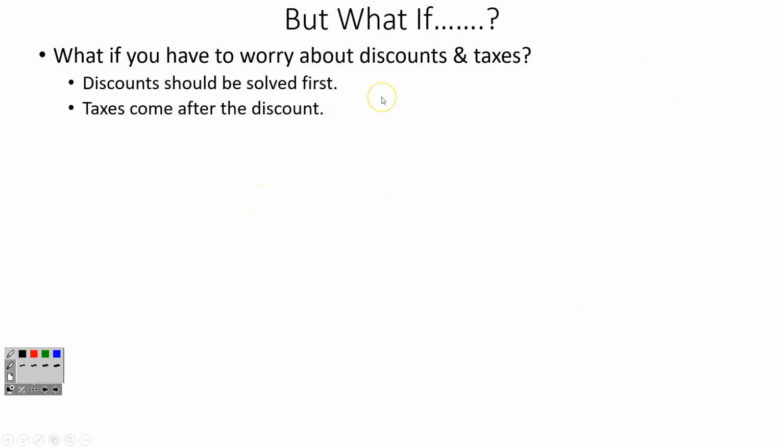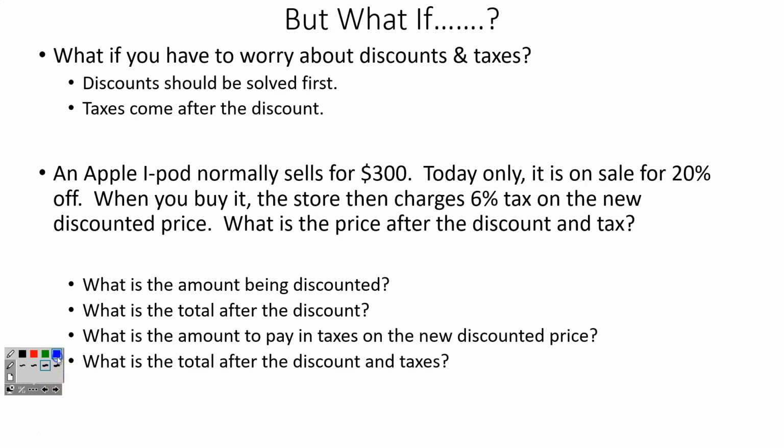So what if you have to worry about two different types of percents in this? So, for example, discounts and taxes. Well, discounts should be solved first, and then the taxes happen after the discount. So it might look something like this. An Apple iPod normally sells for $300. Today only, it's on sale for 20% off. When you buy it, the store then charges 6% tax on the new discounted price. What's the price after the discount?